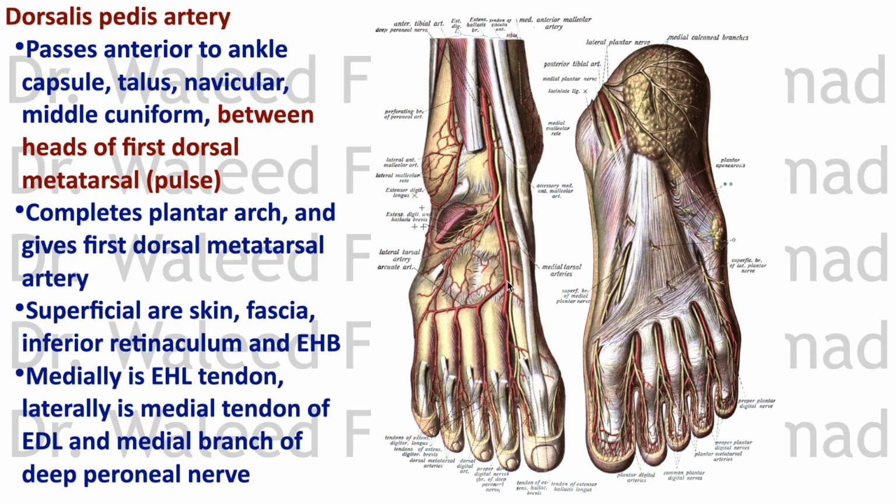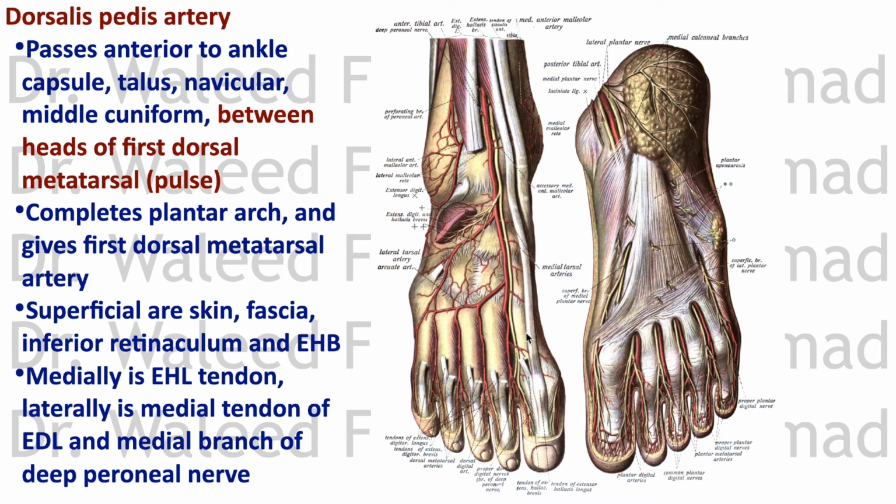Once it has pierced the first dorsal interosseous, it becomes plantar, in the sole of the foot, completes the plantar arch, and gives the first dorsal metatarsal artery before piercing. In the sole, it may give the first plantar metatarsal artery. Superficial to the artery are the skin, fascia, which is loose fascia, inferior retinaculum, and extensor hallucis brevis. Remember the extensor hallucis brevis, part of the extensor digitorum brevis.